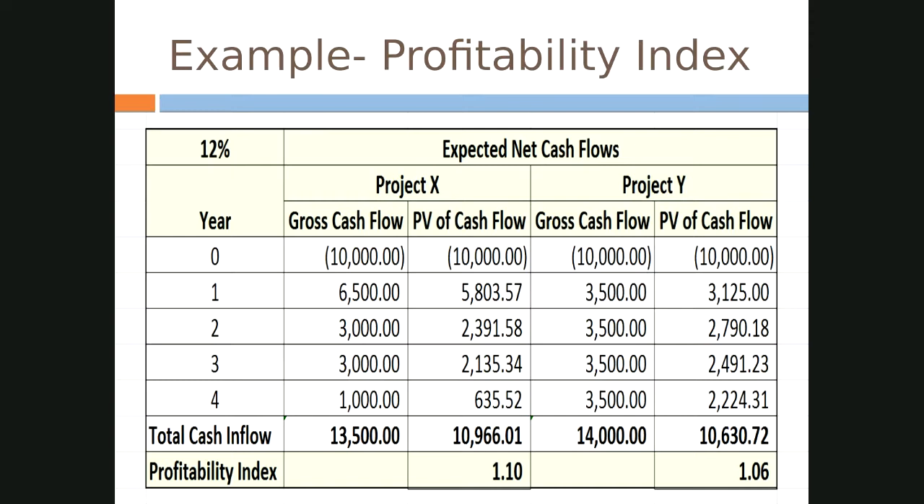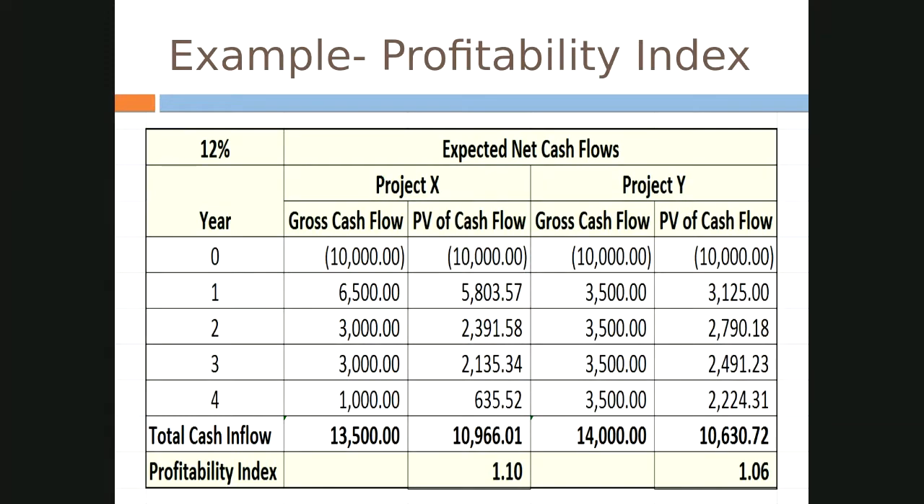So kukunin ko din yung present value ng bawat cash flow. Take note, inisa-isa ko lang, pero pwede rin annuity. Annuity din ang computation mo kasi same lang din naman yun. So ang lalabas na present value ng cash flow natin is 10,630.72. So, pag dinivide ko yan ng 10,000, so lalabas yung 1.06.